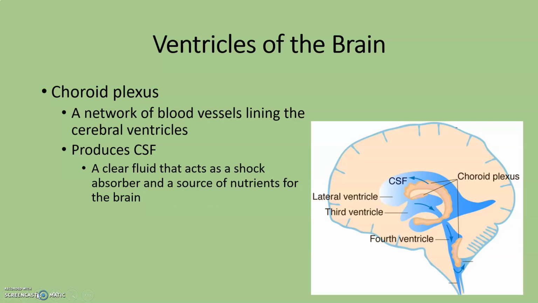Within the cerebral ventricles is a network of specialized blood vessels called the choroid plexus. And the choroid plexus is important because this is what produces the cerebrospinal fluid. Cerebrospinal fluid, along with providing protection to the brain by acting as a shock absorber, is also an important source of nutrients to the brain. It helps to provide the brain with nutrients that it needs, and it also helps to remove waste products from the brain cells.